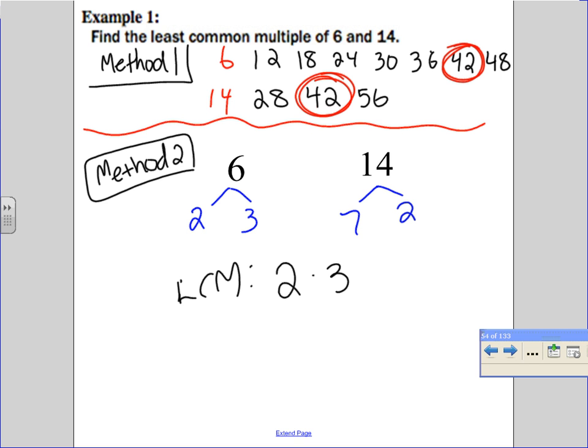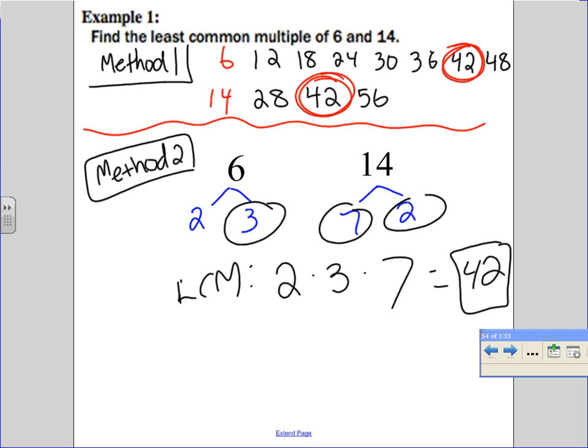You have to take a 3. You have to take a 7. You have to have every prime number represented when it's the least common multiple. 2 times 3 times 7 is 42. You get the exact same answer. You have to take every prime number. It has to be represented, and you have to multiply them together. I need to show you a harder example to explain the whole repeat thing, so don't ask me about that yet. Mary?